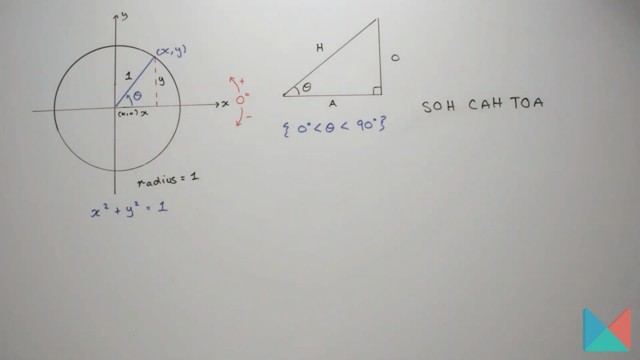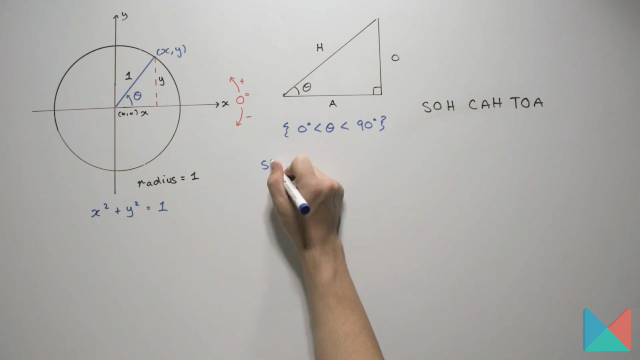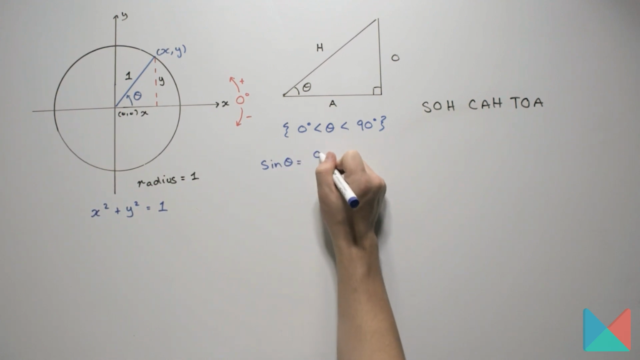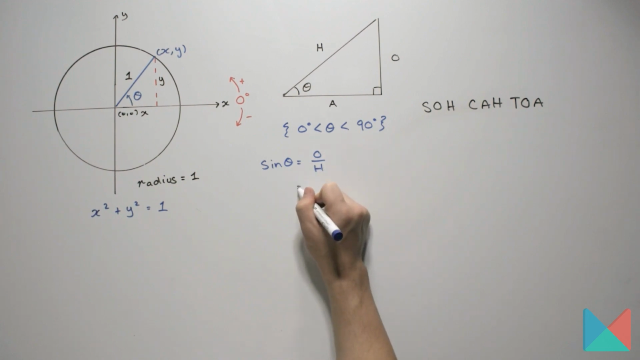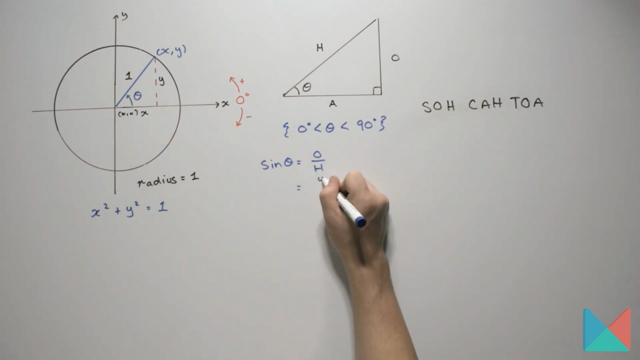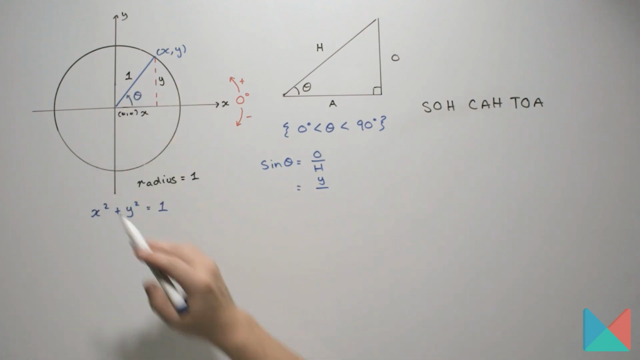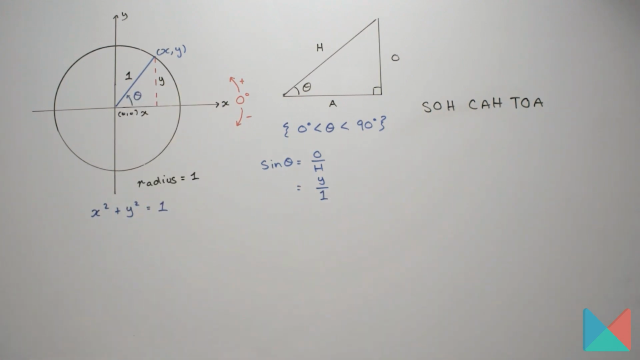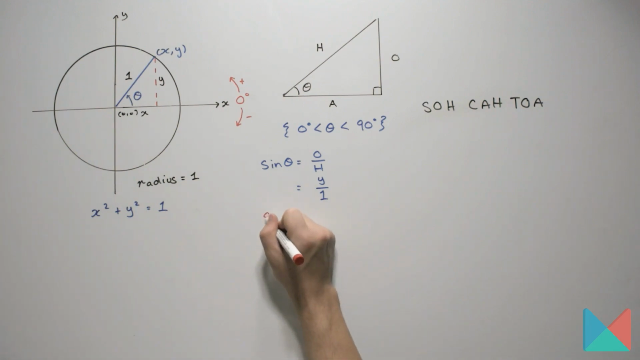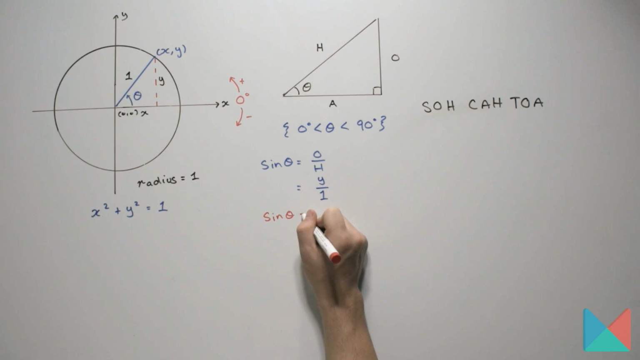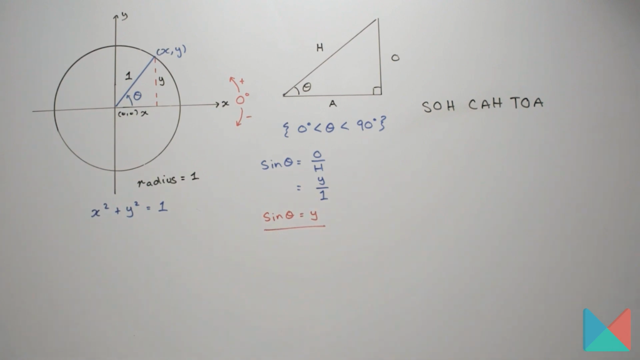And now that we have a right triangle, we can go back to our Sohcahtoa definition to define sine, cos, and tan of our angle theta. And so let's start with sine. We know that sine of theta is equal to opposite over hypotenuse, which is equal to our opposite, y, divided by our hypotenuse, which is 1. And if we simplify, we find that sine of theta is equal to y, which means that the y component of our coordinate is actually equal to sine of this angle theta.